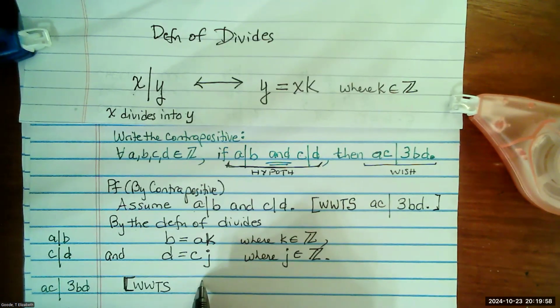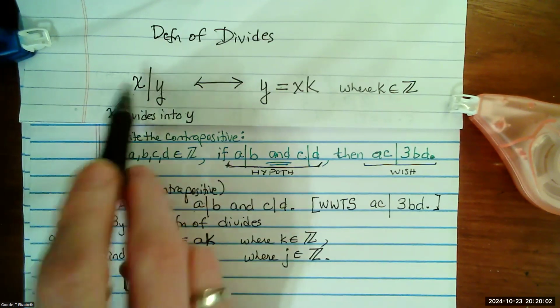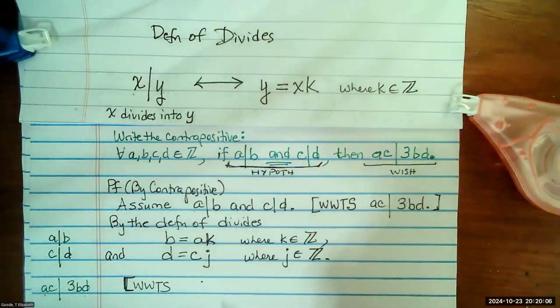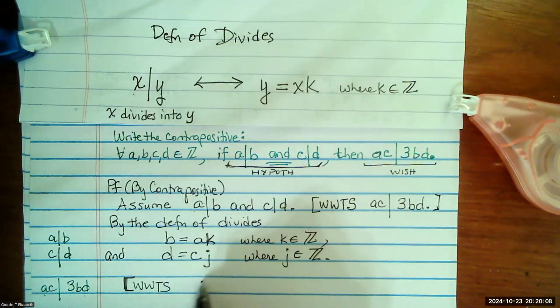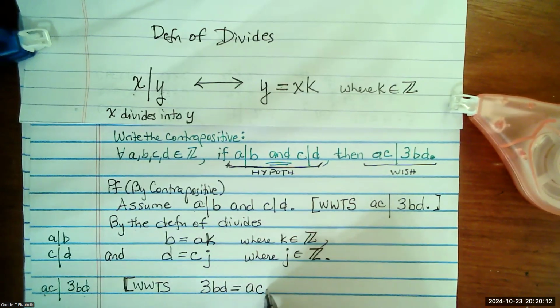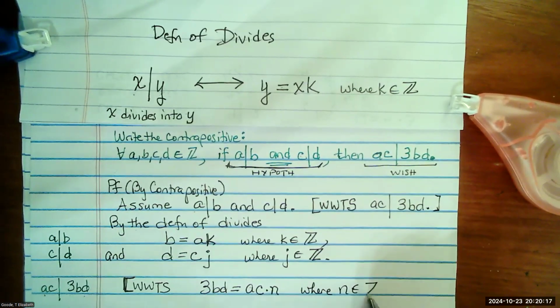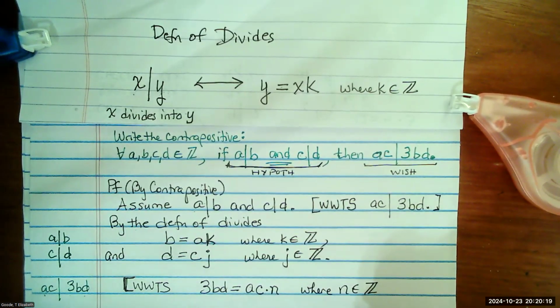Is it like the same thing that we did before? Yeah, the X is the AC and the 3BD is the Y. So 3BD is equal to AC times N, where N is in Z. Nice. Did you say N or M? I said N. That's fine.